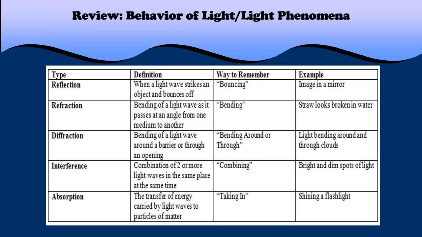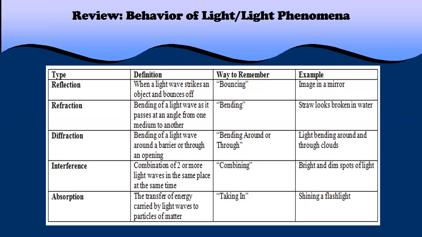The next was diffraction. We talked about diffraction. Remember, it's bending around or bending through. Now, it's not just bending to be bending. It's actually going around or through a barrier, right? So think about clouds on a partly cloudy day when the sun's shining through, and you look up there and it looks like beams of light are shooting off in different directions behind the cloud. That is when diffraction is happening. Light's bending around an object, and it's causing it to focus on a specific area.